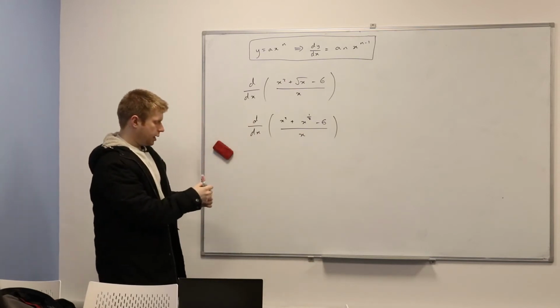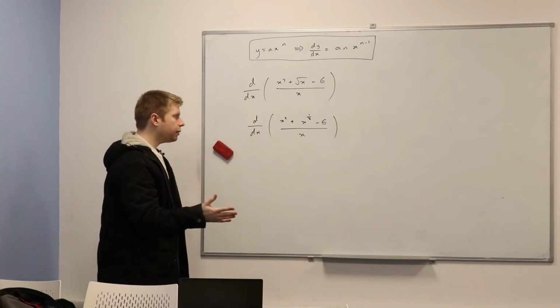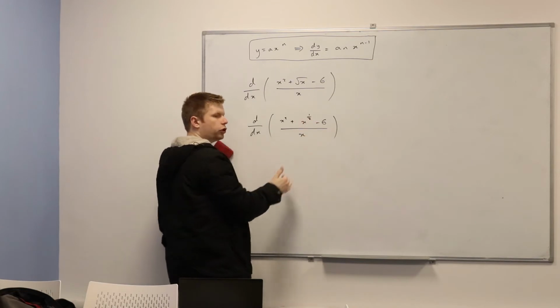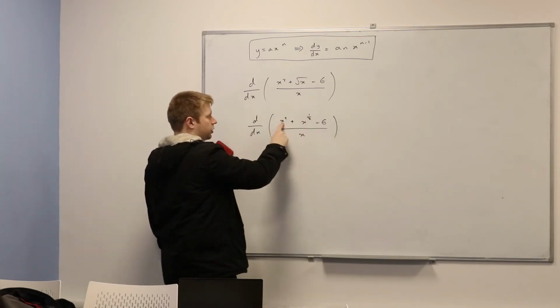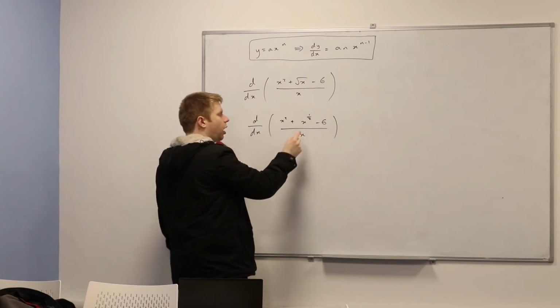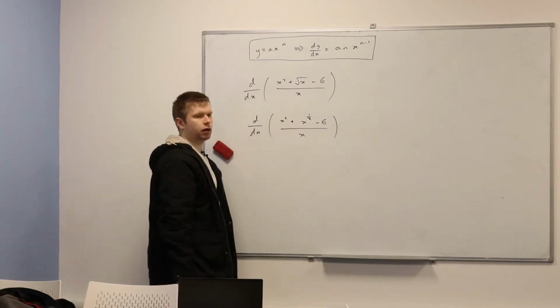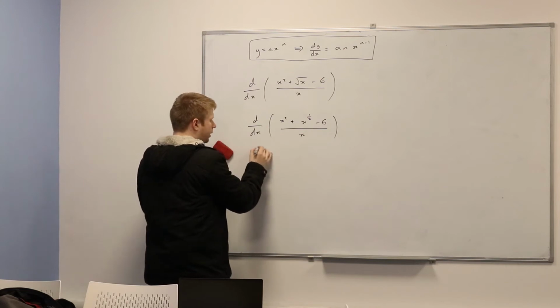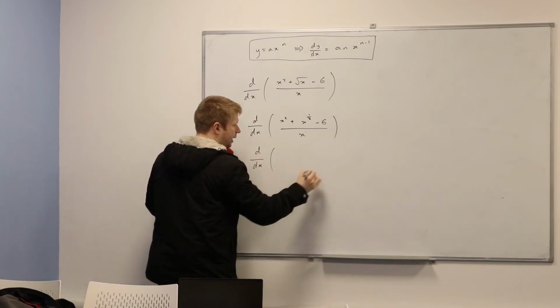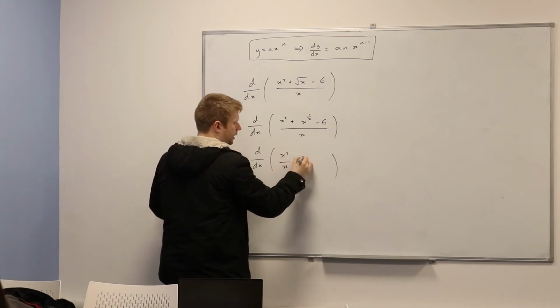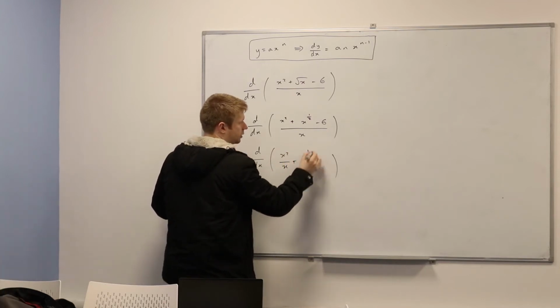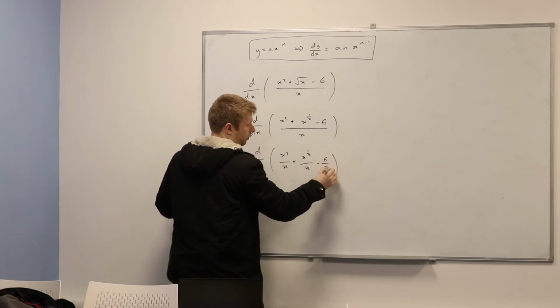Good. Okay. Now, are you happy here? I've got a sum of terms on the numerator, and every single term is being divided by x. That's literally what this means. So x squared gets divided by x, x to the power of a half gets divided by x, and negative 6 gets divided by x. So I could literally write it like that. I could say this is d by dx of x squared divided by x plus x to the power of a half divided by x minus 6 divided by x.